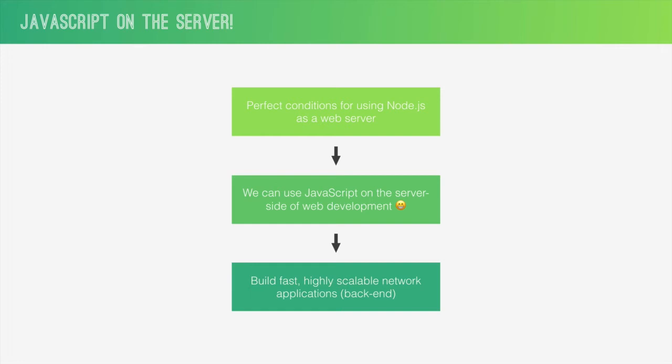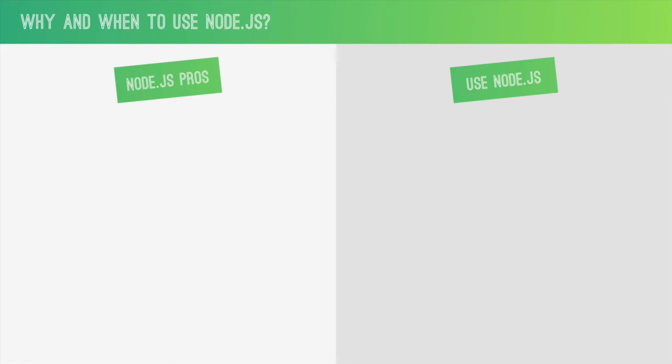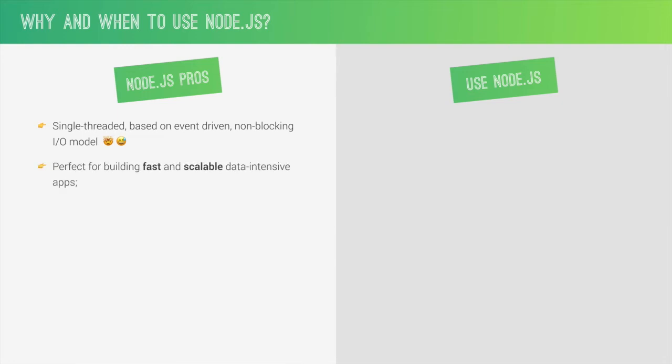So let's now take a look at some use cases for Node and why it's such a great fit for backend development. And the first thing that we need to talk about is the fact that Node applications are so fast and so scalable because Node.js is single-threaded and based on an event-driven, non-blocking I/O model, which makes Node.js very lightweight and efficient. Now, that of course sounds super complicated, I know, but once more we're going to talk about exactly what all of this means a bit later in the course. But for now, just keep in mind that Node is perfect for building super fast and scalable, data-intensive web applications.